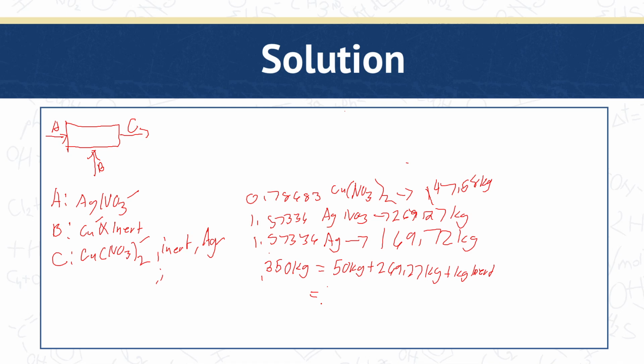If you were to do some basic algebra, which is 350 minus 50 minus 269.27, you shall then result with 30.73 kilograms of inert material. And so, with this in mind, we now know all of our materials here. And as a way to check, you could add all of them up to see if it really equates to 0.